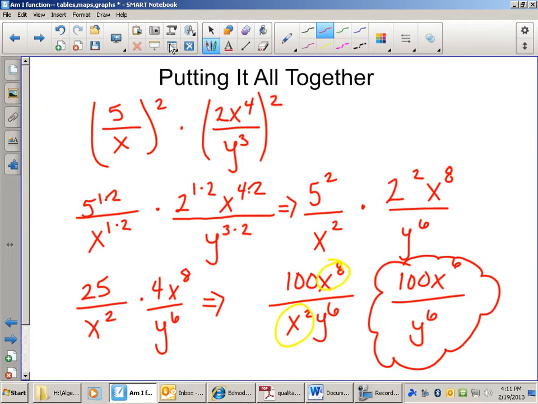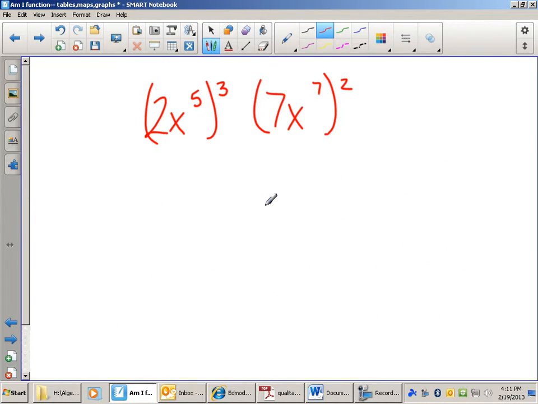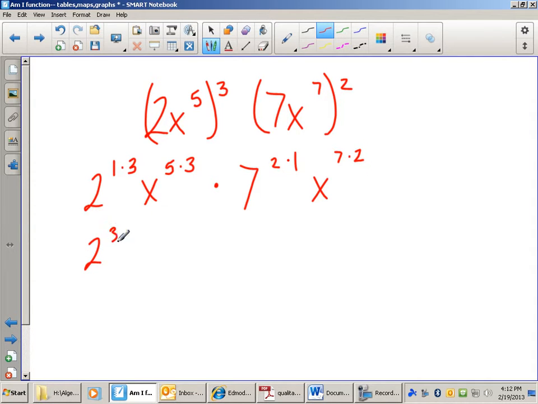Here's one more example. This one doesn't have the quotient of powers in it, but it has the other two. So you would take the power of 3 and put it in this parenthesis, and the power of 2 and take it in there. So you would have 2 to the 1 times 3, x to the 5 times 3, times that by 7 to the 2 times 1, and x to the 7 times 2. So that's 2 cubed times x to the 15th times 7 squared times x to the 14th.